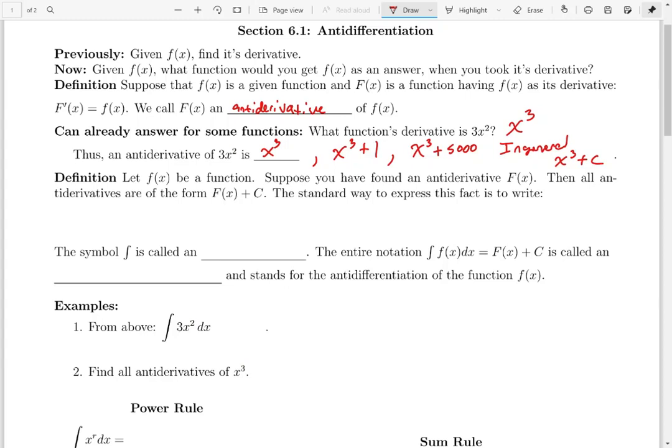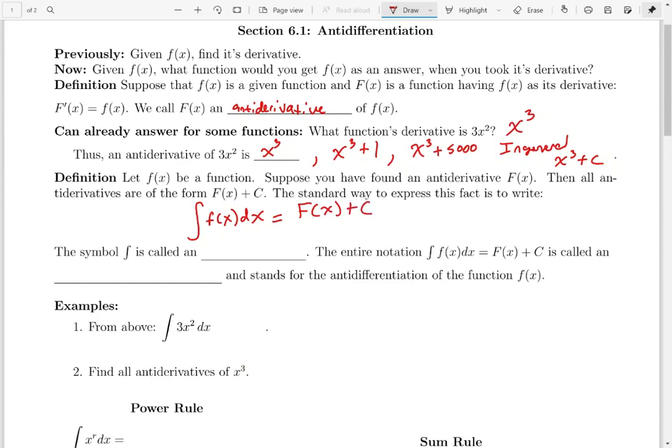Now, we would like a nice way to write this. So, let's say that lowercase f of x is a function. And suppose you have found an antiderivative, capital F of x. Then all antiderivatives are of the form capital F of x plus c. And the standard way to express this is to write this symbol, the integral of f of x dx, is equal to capital F of x plus that constant c.